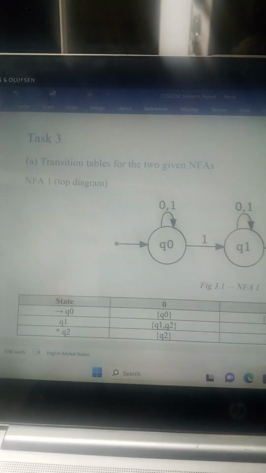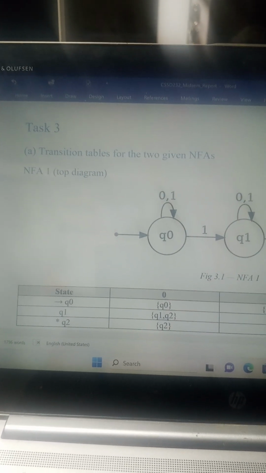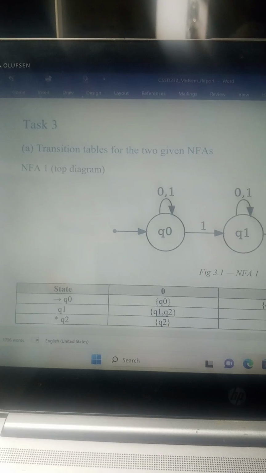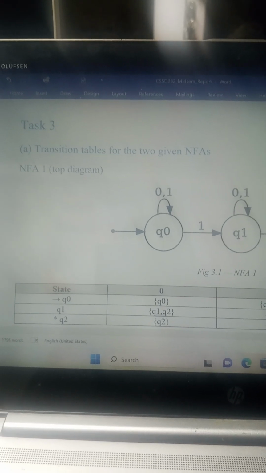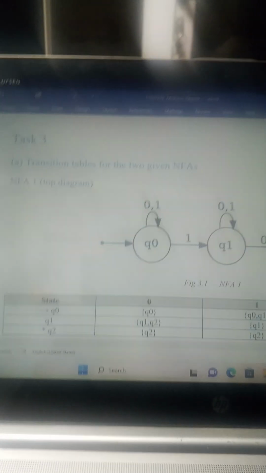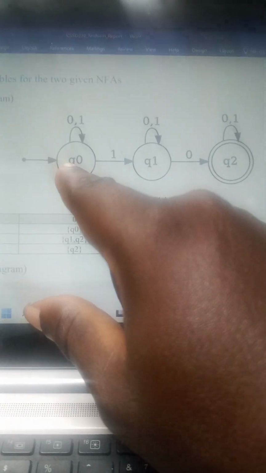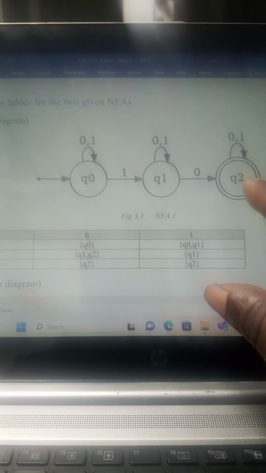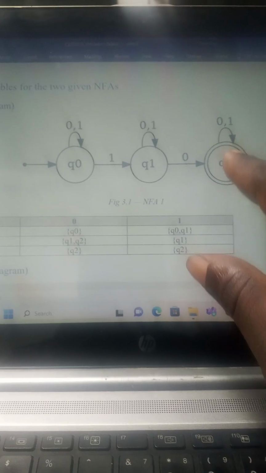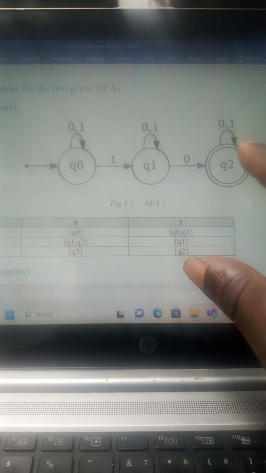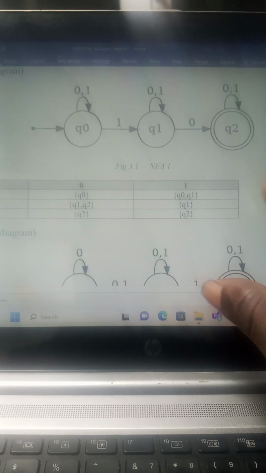We are back to task 3, and task 3 is talking about the transition table for the two given NFAs. When you look at this diagram, you can notice that Q0, which is 0, 1, is the starting state, and the double circle around Q2 indicates that Q2 is the accepting state. So looking at the table, it says Q0 is 0, 1.